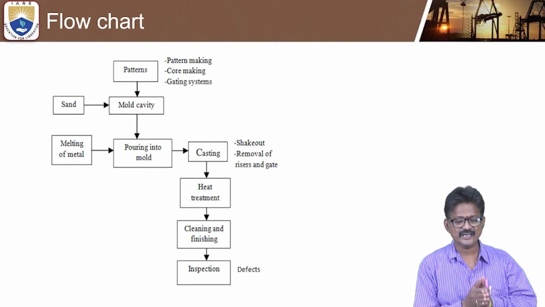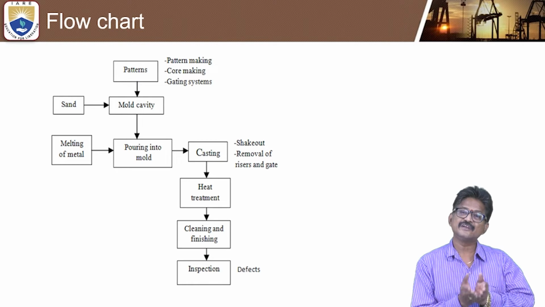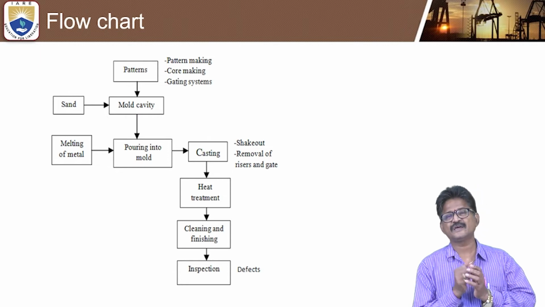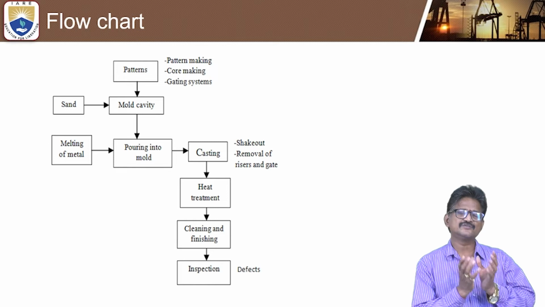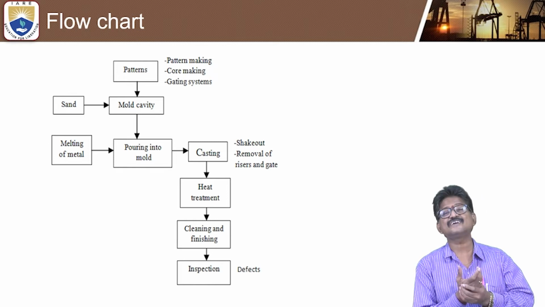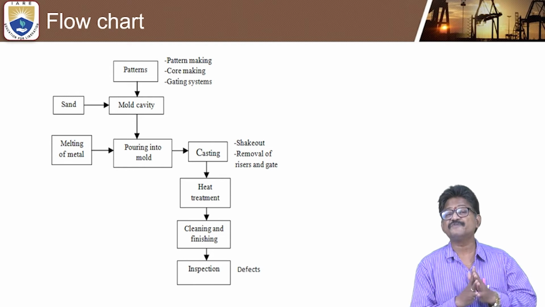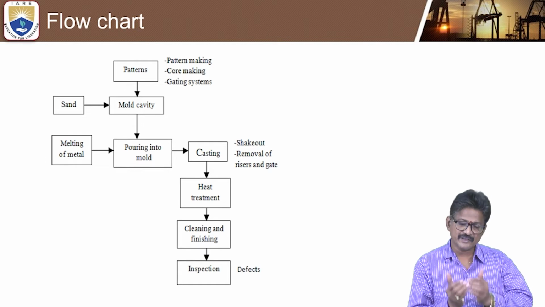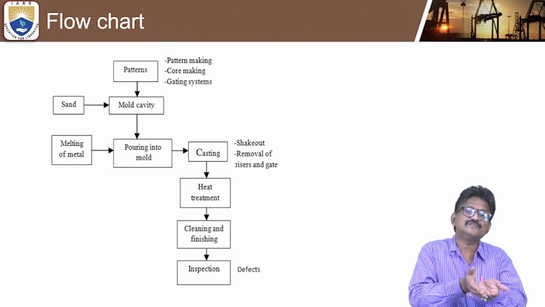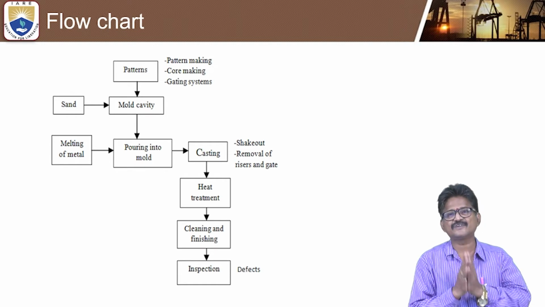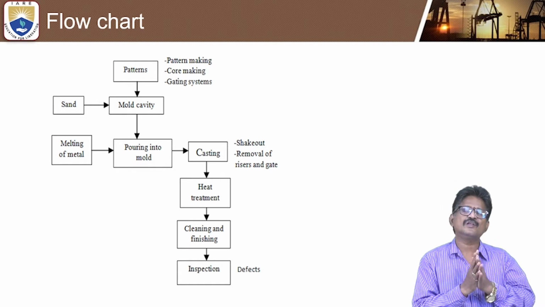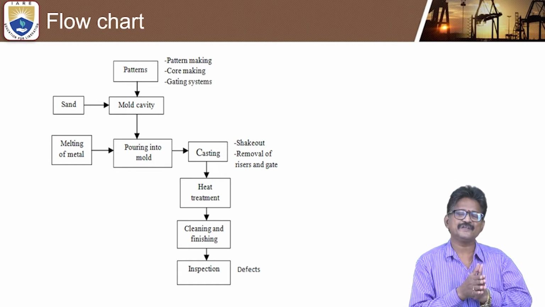Once you pour the molten metal into the mold, you should give some solidification time. Solidification time is one of the most important parameters. If you do not provide the solidification time, the final sound casting cannot be produced, and some defects or problems may occur. So whenever you pour the heated molten metal into the mold, we should give a certain period of time for the molten metal to shrink and the molecules to settle.